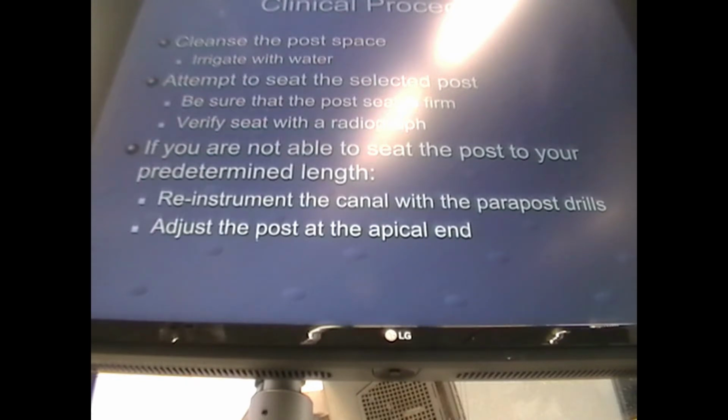If you prep down 15 millimeters and your post is only going down 10 millimeters, you need to do one of two things. Either use a narrower post that'll seat further apically, or take your post drills out and try to prep down a little further so that you can seat the larger post. You have to be careful when you use the post drills.